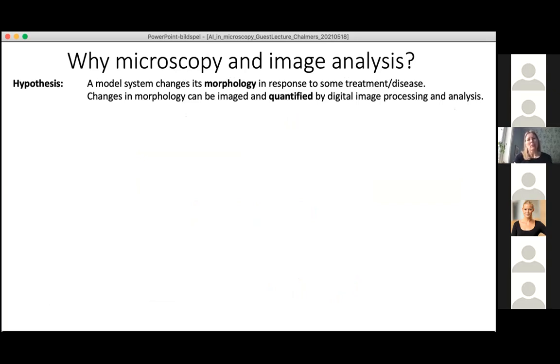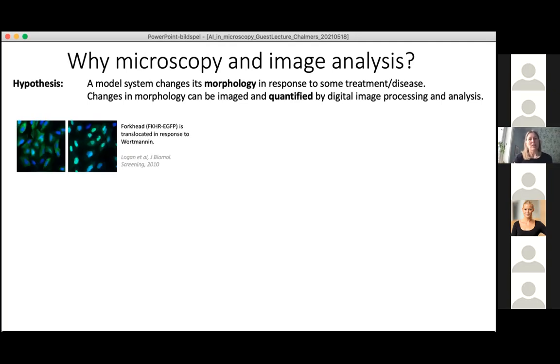In all of these model systems, our hypothesis is that it changes its morphology, it changes the way it looks in response to some treatment. And our hypothesis also that these changes in morphology can be imaged, and they can also be quantified by digital image processing and analysis, so that we can get a number out of our experiment.